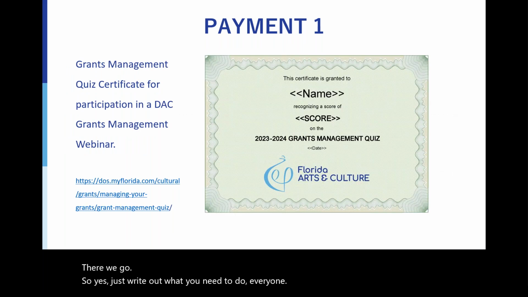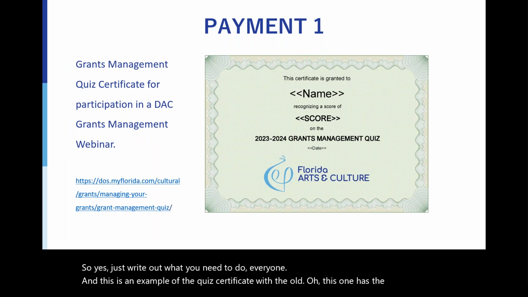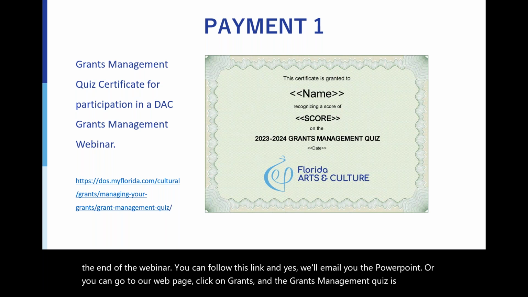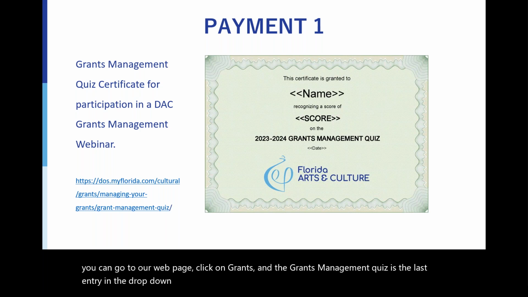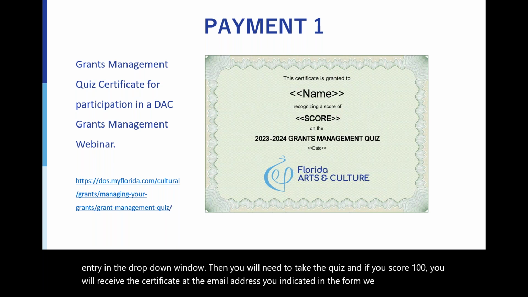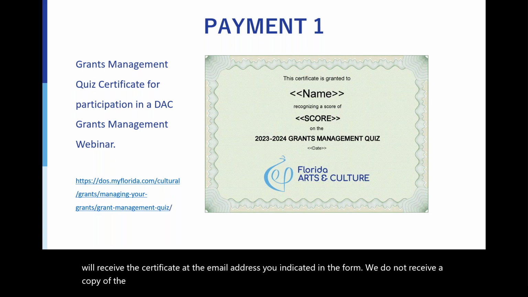And this is an example of the quiz certificate with the old, oh, this one has the new logo. At the end of the webinar, you can follow this link, and yes, we'll email you the PowerPoint, or you can go to our webpage, click on grants, and the grant management quiz is the last entry in the drop-down window. Then you will need to take the quiz, and if you score 100, you will receive the certificate at the email address you indicated in the form. We do not receive a copy of the certificate, so you will need to upload it to DOS Grants.